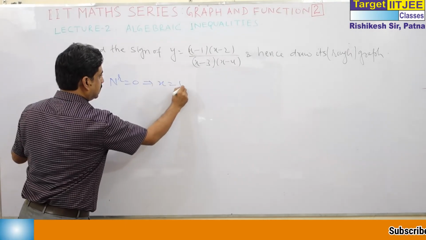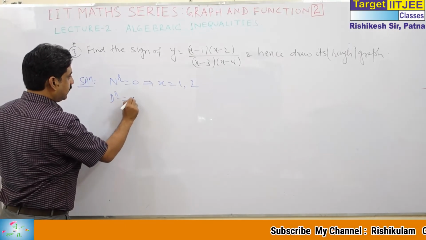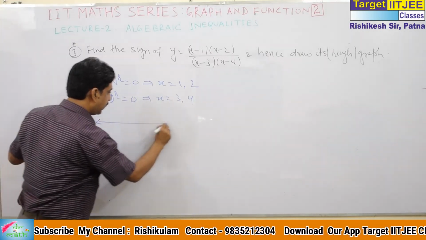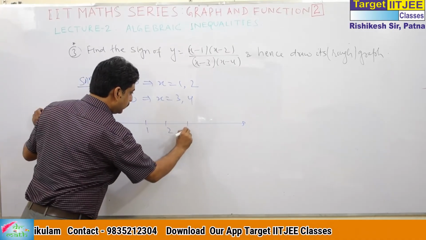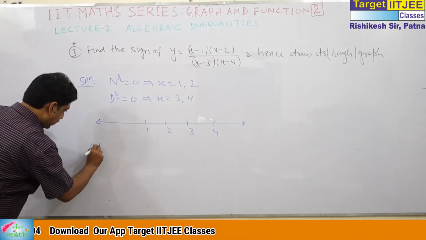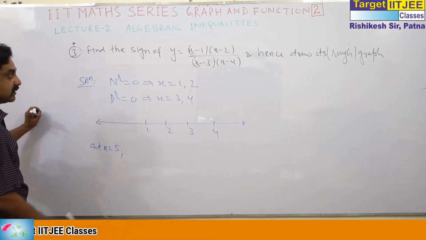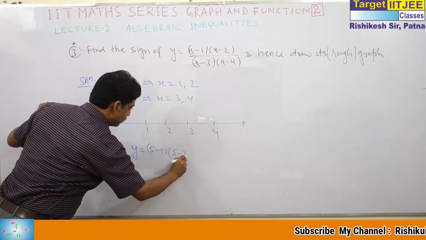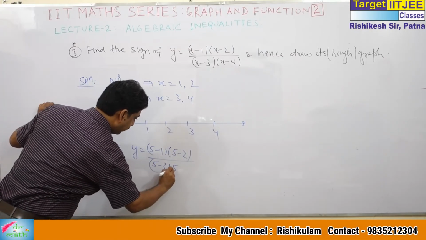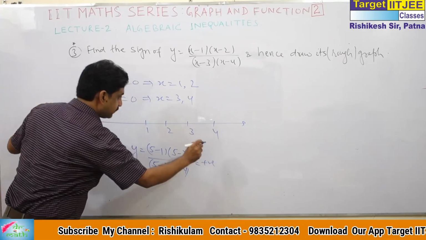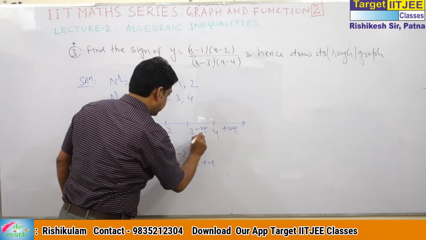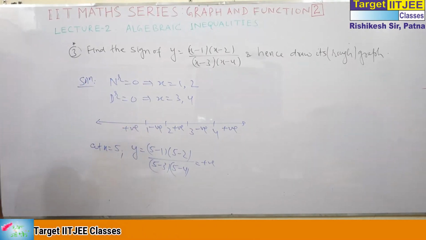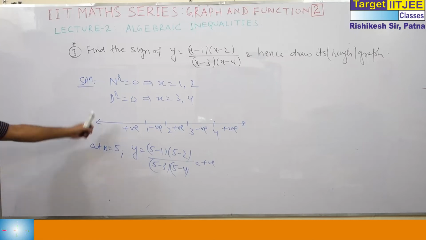Numerator 0: x is equal to 1, 2. Denominator 0: x is equal to 3, 4. This is 1, 2, 3, 4. Check at x is equal to 5. Actually, y is 5 minus 1, 5 minus 2, 5 minus 3, 5 minus 4, positive. This is positive, this is negative, this is positive, this is negative, this is positive. This is the sign scheme.